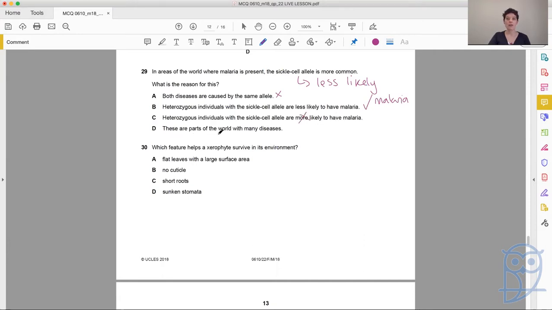And these are parts of the world with many diseases. All parts of the world have many diseases. It's all about this interaction between the sickle cell and the malaria. That's why we have that effect.